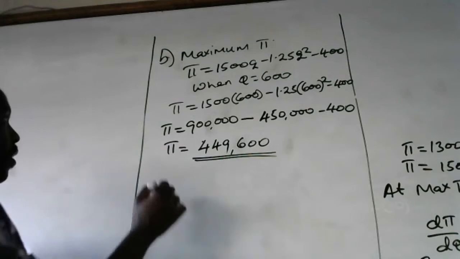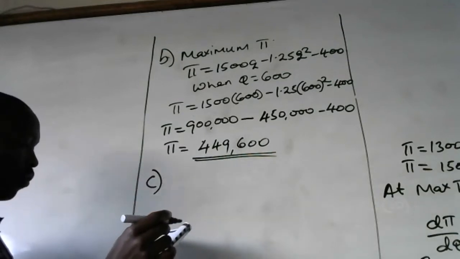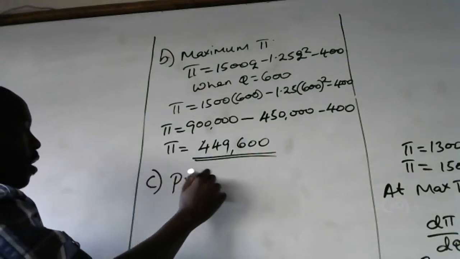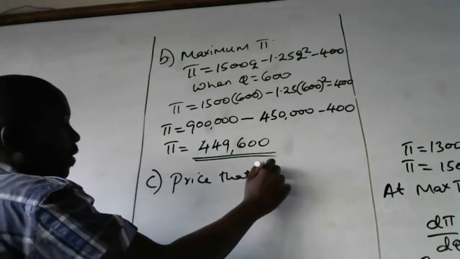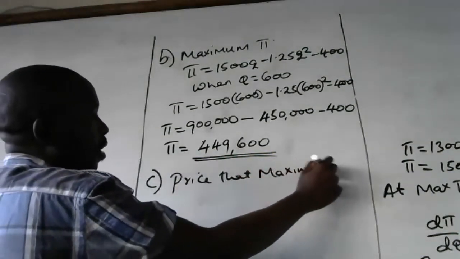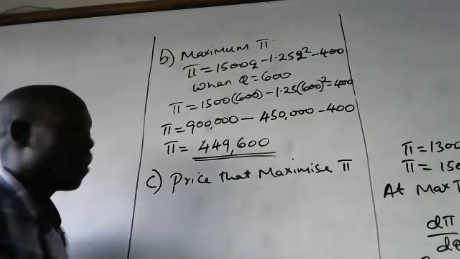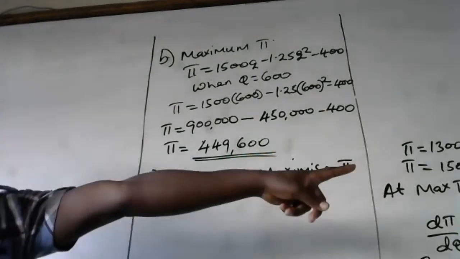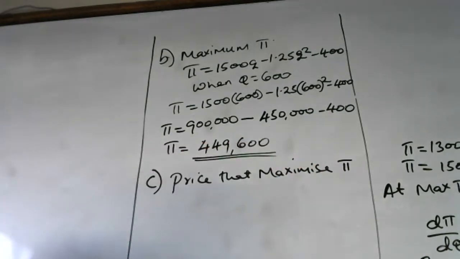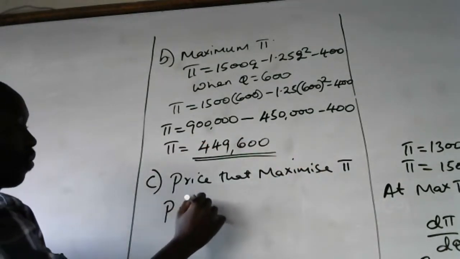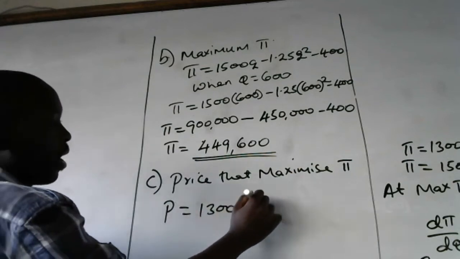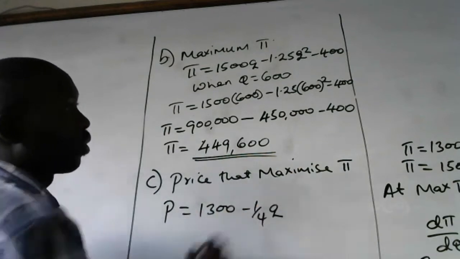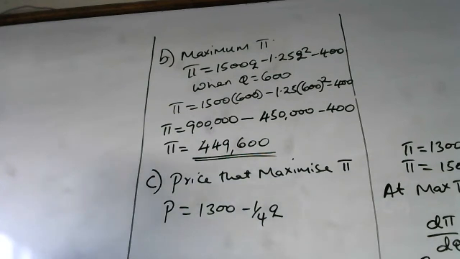Lastly, Roman 3 of C, the question was asking for the price that maximizes profit. The question of price can only be answered using the price equation. Remember, we were given that price is equal to 1300 minus 1 over 4Q. That was the equation for the price, which is the same as the demand or average revenue.